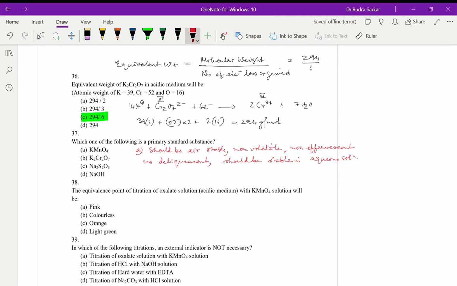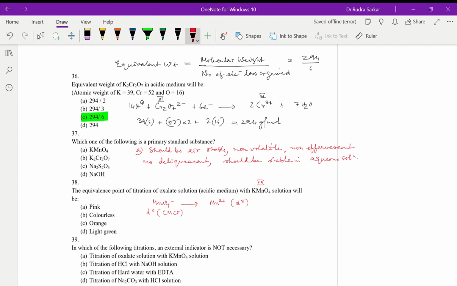Equivalence point of titration of oxalate solution in acidic medium with KMnO4 will be, okay, KMnO4 is from +7 oxidation state in reaction with oxalate solution. It goes obviously, in acidic medium, MnO4- goes to Mn2+, which is a d5 system. Okay, this is a d0 system where the color is obviously due to ligand to metal charge transfer.